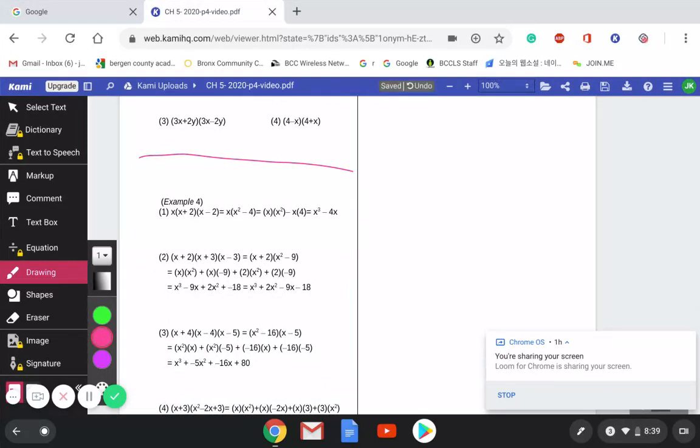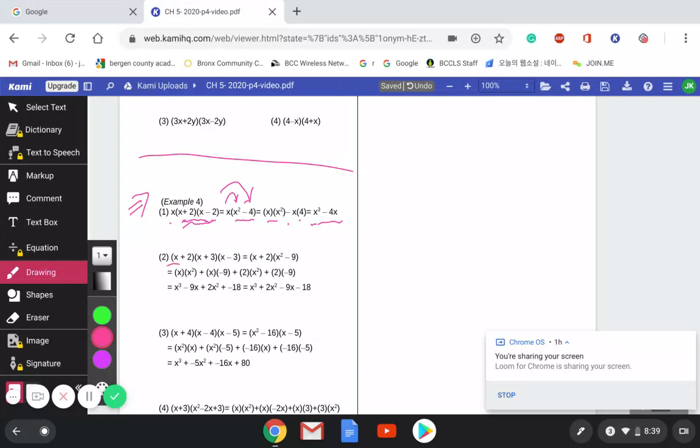Now, what if these are additional examples? What if you multiply like 3 groups? Then you can just do whichever you want. I'm going to do this first because I know x plus 2 multiplied by x minus 2 is a special product. Then I end up with x squared minus 4. And then I'm going to distribute them. So x times x squared, minus x times 4. So I end up with x cubed minus 4x.